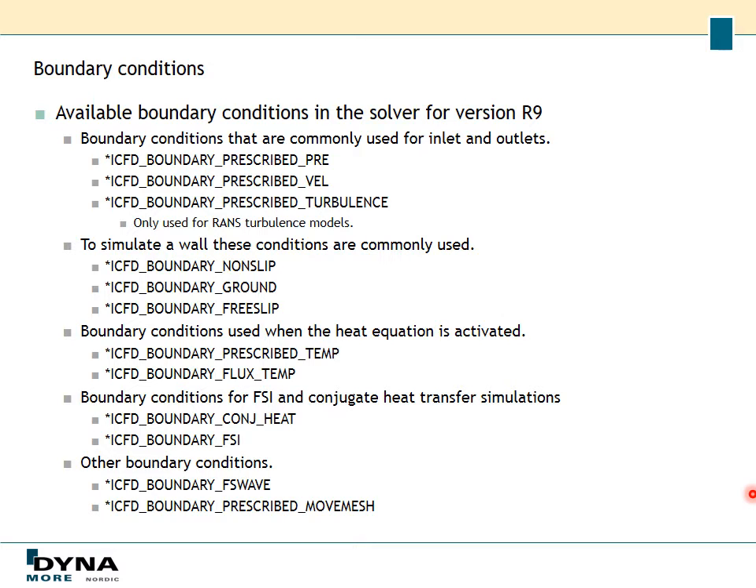And for walls, the following 3 boundary conditions are used: boundary non-slip, boundary ground, and boundary free slip. And the boundary free slip is also a symmetry condition. And when the heat equation is activated, the eCFD boundary prescribed temp and the eCFD boundary flux temp are used. And for FSI and conjugate heat transfers, the eCFD boundary conjugate heat and eCFD boundary FSI are used.